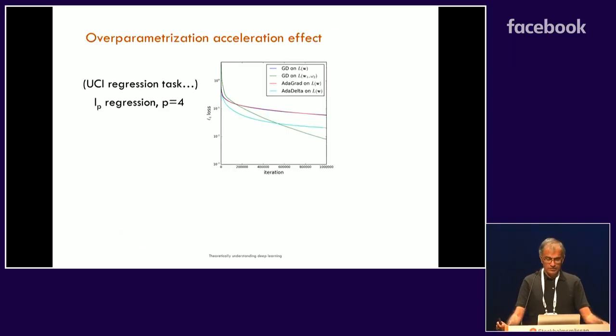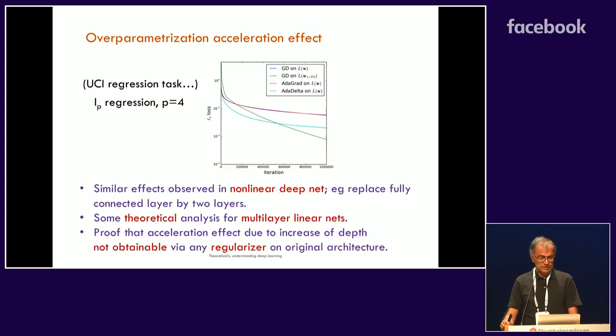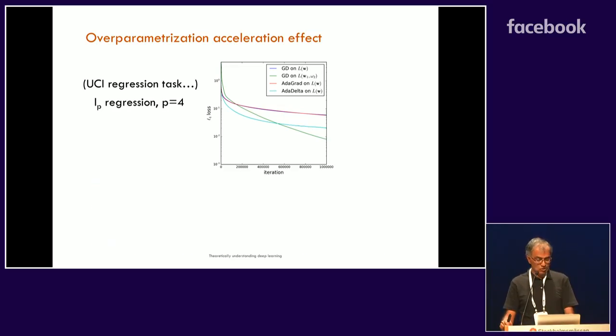Well, fair enough, but does it accelerate? And indeed, we tried on various regression tasks. So this is a UCI regression task. And you see here simple gradient descent, AdaGrad and AdaDelta, and our version, the overparameterized version. So indeed, it accelerates, and better than some standard ones. And it's even true for wall clock time.